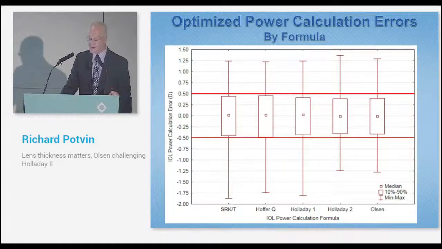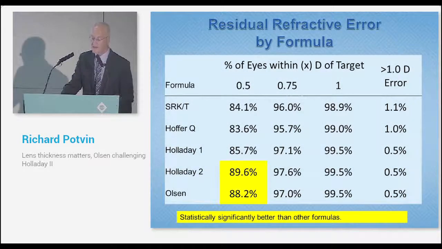The box, the bigger box, is the middle 80% of my patients. Okay? And the ends of the T's are the maxima and minima. So it shows you that for those 5 formulas, getting 80% of my eyes within 0.5 diopter is quite feasible with all of them, but you can see the 2 on the right look like they might have slightly smaller boxes there. And in fact, that is indeed the case.